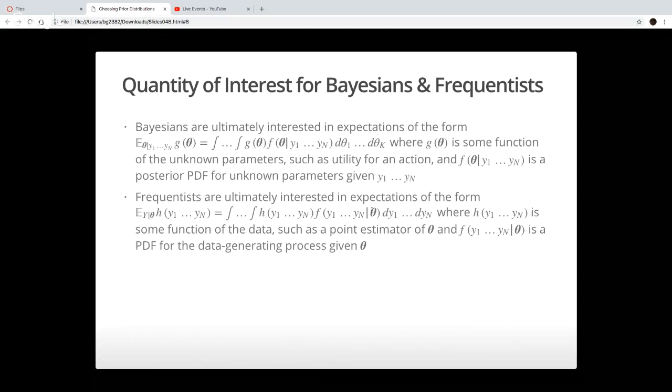And so H could be some point estimator or interval estimator of the parameters theta, and it's being weighted by the likelihood function, the conditional distribution of the data given theta, except it's not really the likelihood function because we're actually considering it to be a function of y for given theta here. But anyway, we see that they're both taking expectations of some function that is of interest to them, but the functions of interest are different.